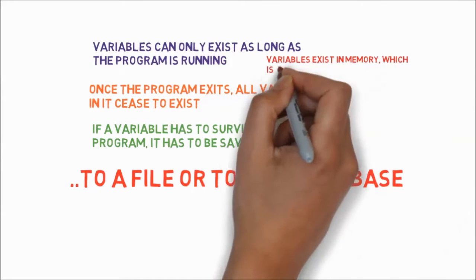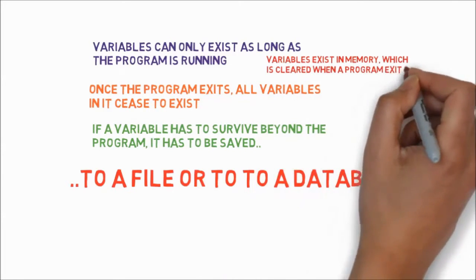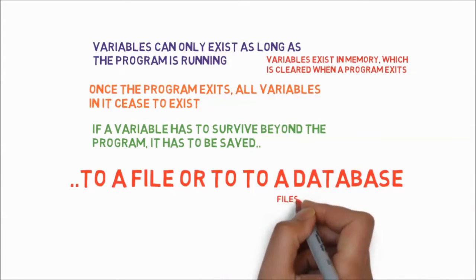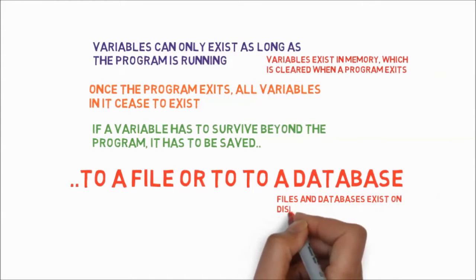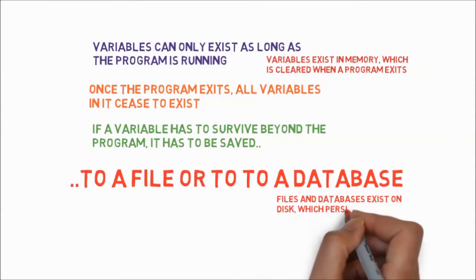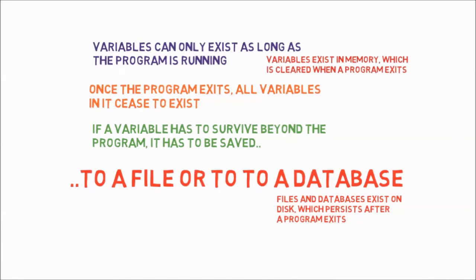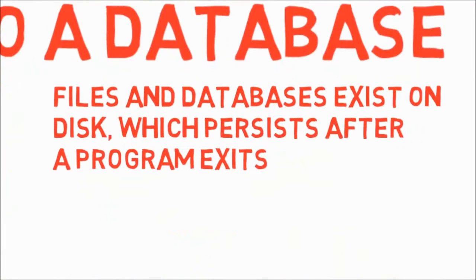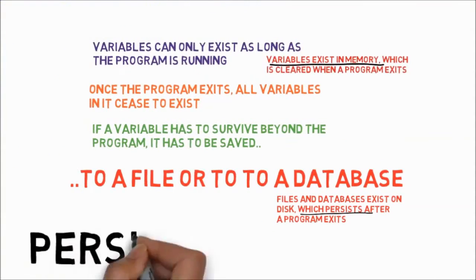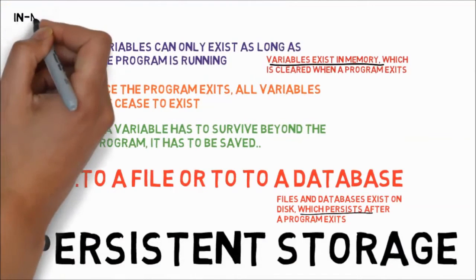So in a program, a variable exists in memory, which is cleared when the program stops running. This is why if you use dictionaries or lists, you would have to keep the program running forever. Files and databases exist on disk, which persists. That is, the data stored in the file or database still exists on the disk even after the program exits. So the key thing why dictionaries and lists are a rubbish idea is that they are not persistent storage. You need persistent storage for a program like a bank ATM.